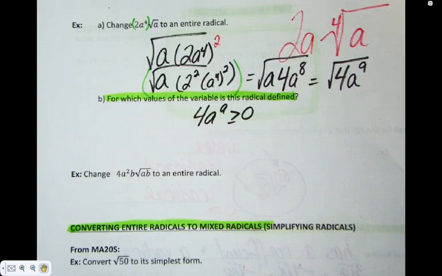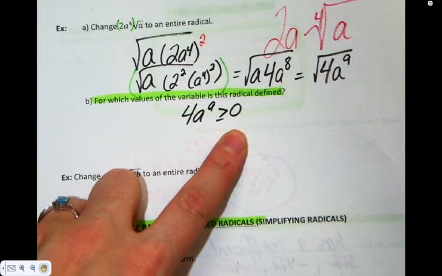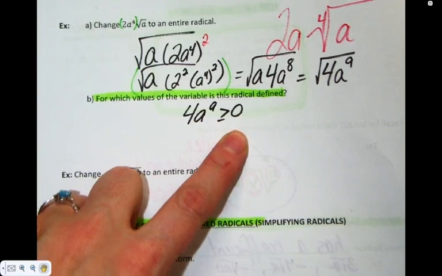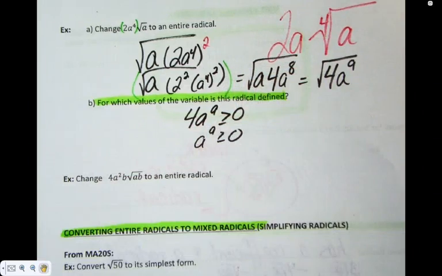Well, this is just an equation, just like any equation. We do the opposite to get rid of stuff. What's the opposite of timesing something by 4? And what's going to happen on the other side when I have 0 divided by 4? It's 0. So I'm going to end up with a to the 9 greater than or equal to 0.